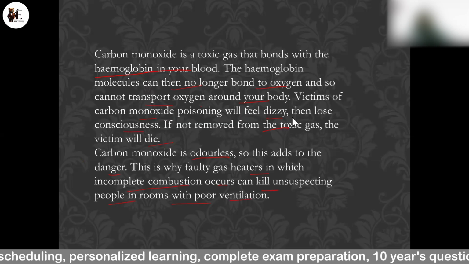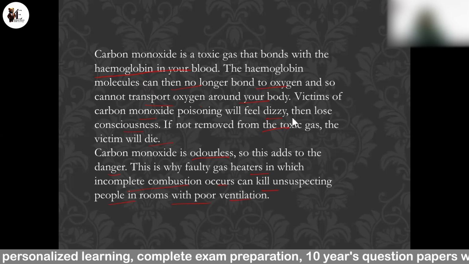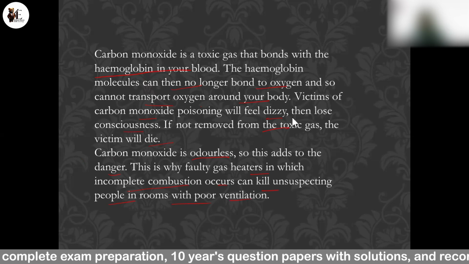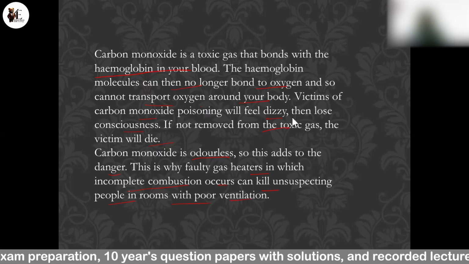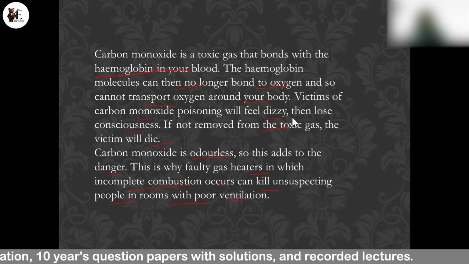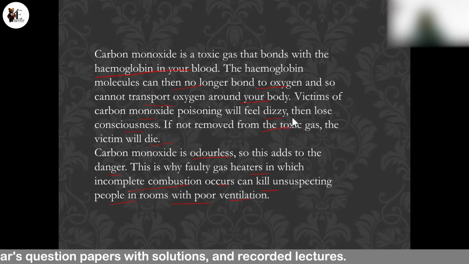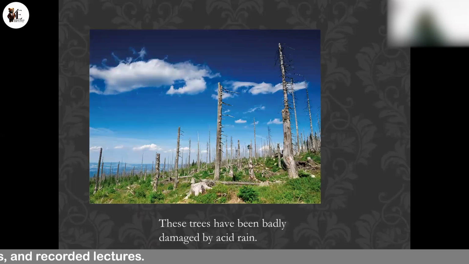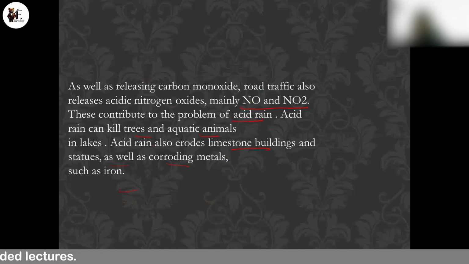This is carbon monoxide, and how it is poisonous biologically. It binds with hemoglobin in the blood and can no longer bond to oxygen. It cannot transport oxygen around your body, and if it is not removed, the victims will die. Another pollution is caused by NO and NO2, which are released from road traffic. They contribute to the problem of acid rain.